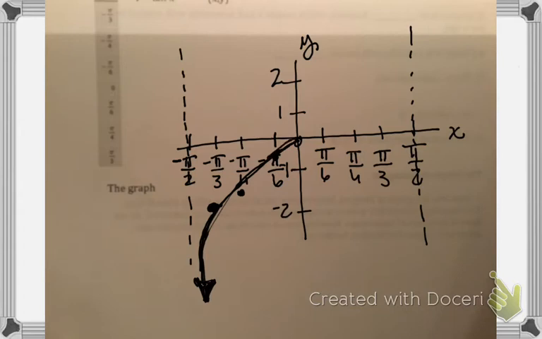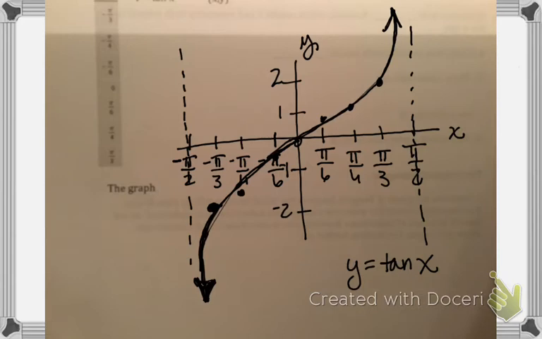At pi over 6, we get a negative half, or a little bit more than that. And then at pi over 4, we get 1. And then pi over 3 is 1.7 something, 1.73. So this graph is going to shoot up like this, and it's going to go upward. Okay, so we have our graph of tangent. So this is y equals tangent x. And that's how you graph. That's what's called the parent function.